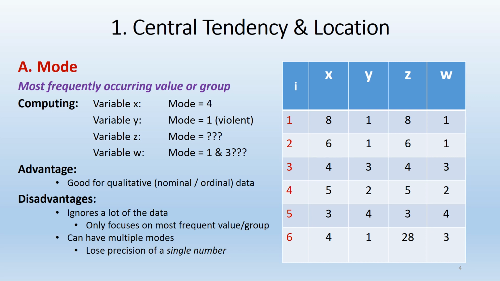A second disadvantage of using the mode is one of the things we stumbled upon when we looked at variables z and w, is that it's possible to have multiple modes. You may have a tie for first place, in other words, for the most frequently occurring value. And therefore, if you have multiple modes, you're losing precision. You're losing that single number aspect of a statistic. Okay, let's move on to the second measure of central tendency.